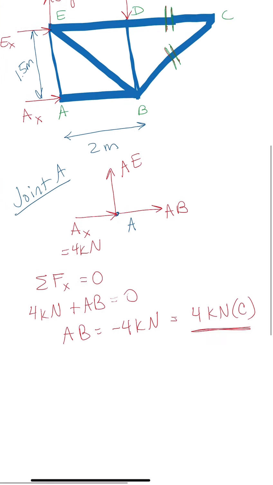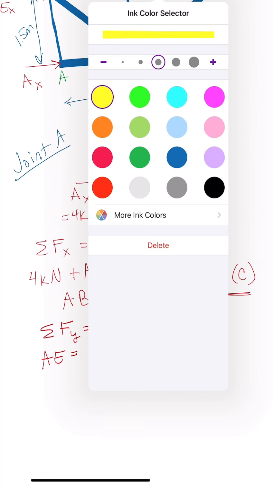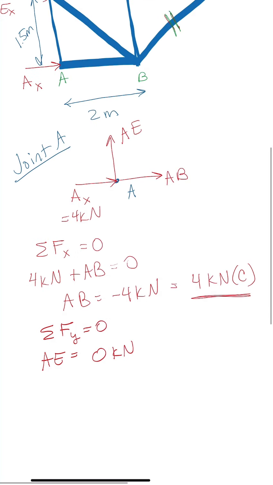And then for AE, the next one, we can sum the forces in the Y direction equals 0. So we just get AE equals 0 kilonewtons. So that wouldn't really be compression or tension. So AB and then AE. So that's through slide 20.